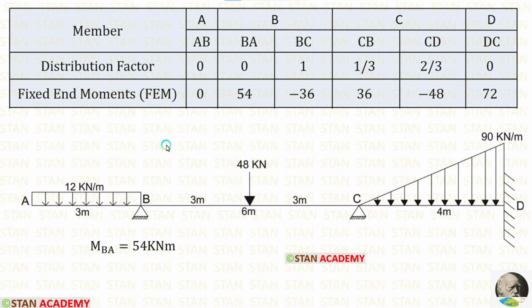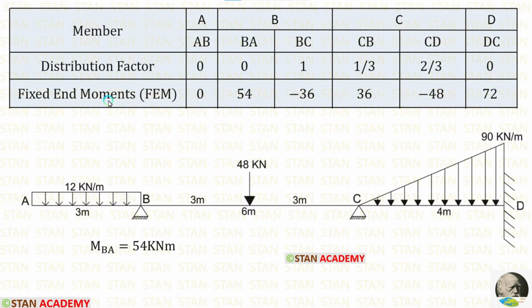Now let us start making the moment distribution table. In the table, first let us enter all of the members. Then let us enter the distribution factor values. In the overhanging end, the distribution factor will be 0. So for AB, it is 0. We already know the distribution factor for BA is 0 and for BC it is 1. In the joint C, we have calculated two distribution factor values. Let us apply them. In the fixed end, the distribution factor will be 0. So for DC, it is 0.